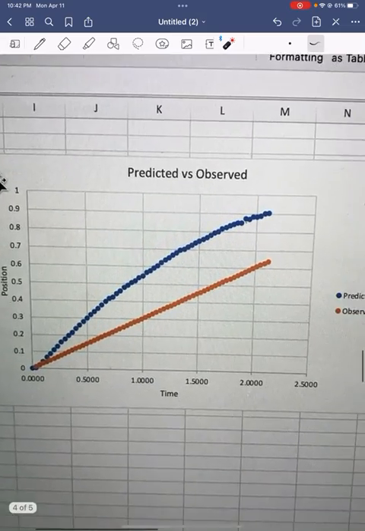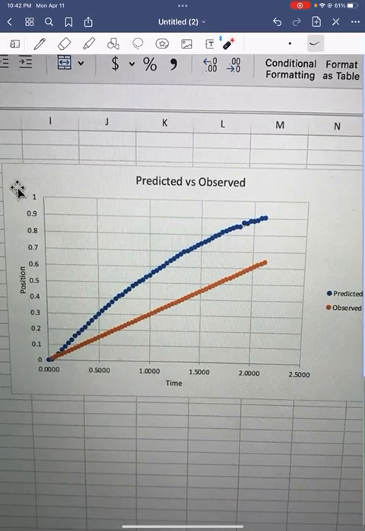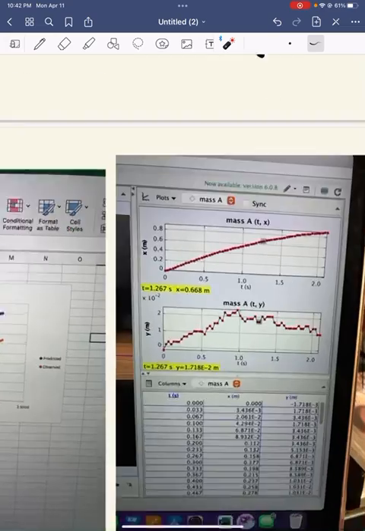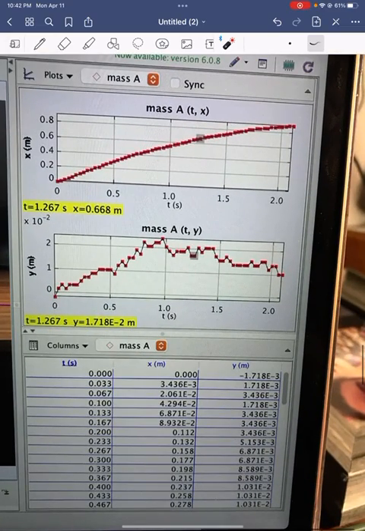Here we have a graph of the observed versus the predicted. So this is the predicted values based on the GlowScript code, and these are the observed values based on the tracker video. They are pretty similar. One's just a little broader. Here is the points and tracker.